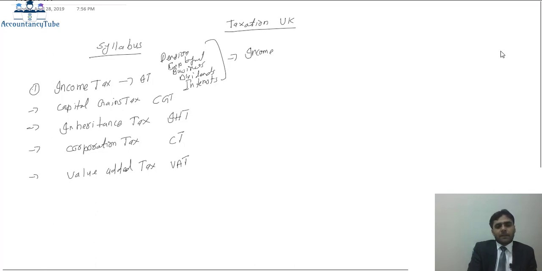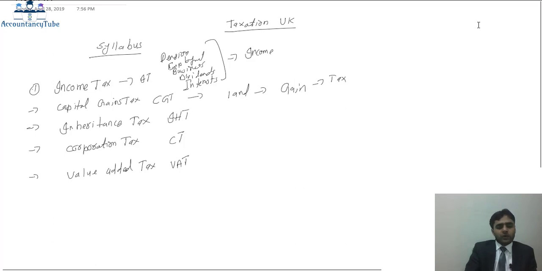After that, we've got capital gains tax. Whenever you have some asset, if I say I had a piece of land and I want to sell it, I will have to see the selling price and compare that to the cost which I incurred to purchase that land. So if I am selling for more than that, then I'll be making a gain, and on that gain, I have to pay tax. That is called capital gains tax.